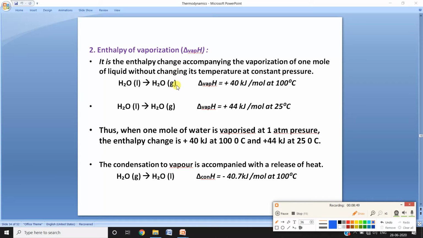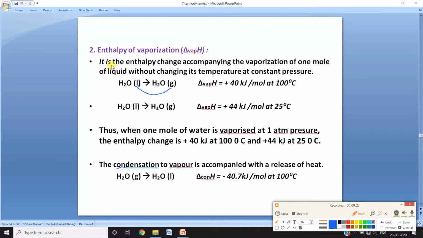Now, exactly opposite to vaporization. In vaporization, liquid converts into gaseous state. Exactly opposite means the gas or vapors convert back into liquid state. This process is called condensation. So what is condensation? The vapors condense, or vapors convert into liquid state. That process is known as condensation.